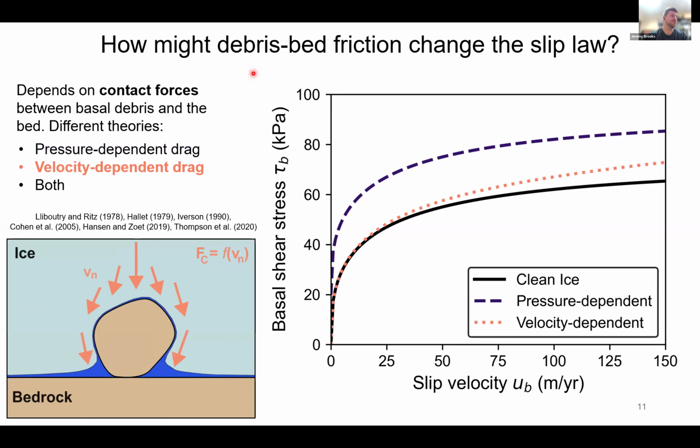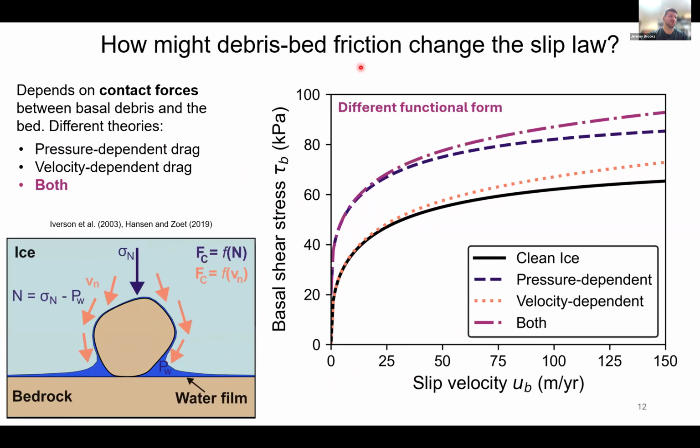An alternative theory is that it's velocity-dependent drag, so this bed-normal component of ice velocity that flows around the debris causes an amount of rate strengthening. So in this case, it means that as you increase the rate of basal slip, you increase the basal shear stress. So the form of the slip law actually would change in that scenario.